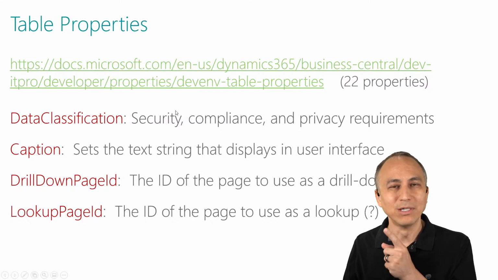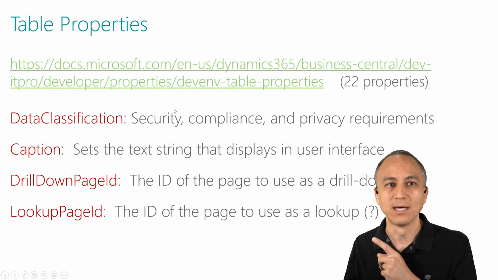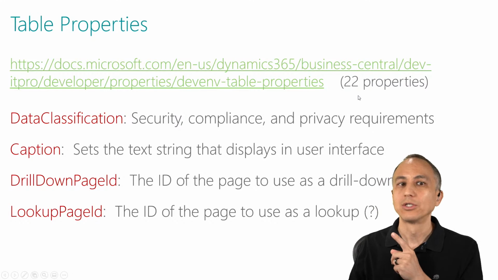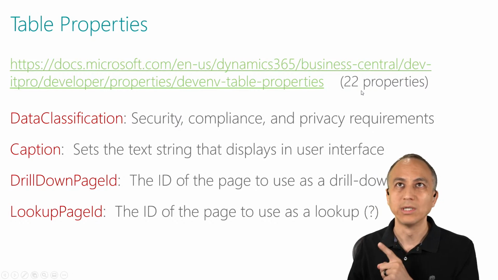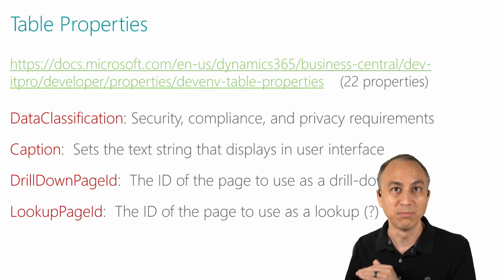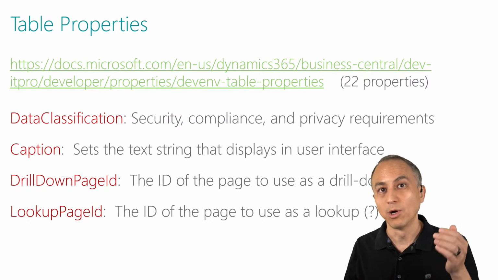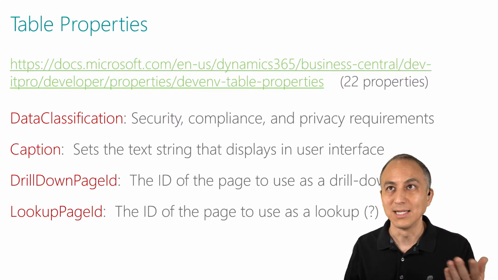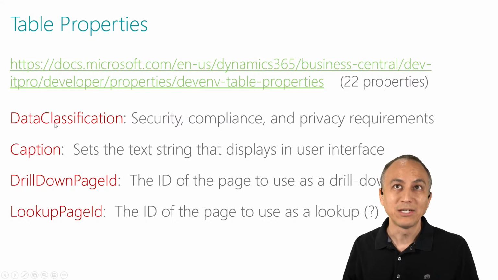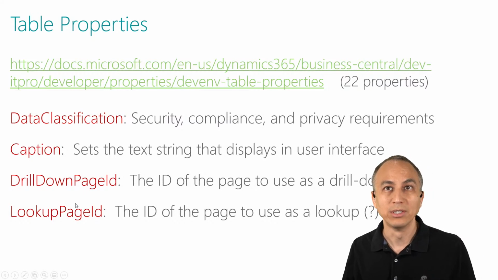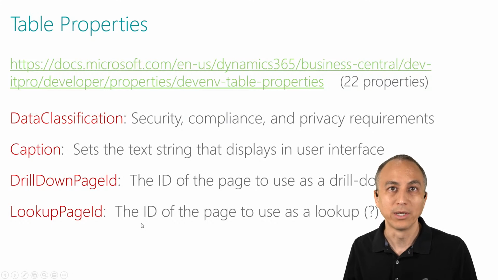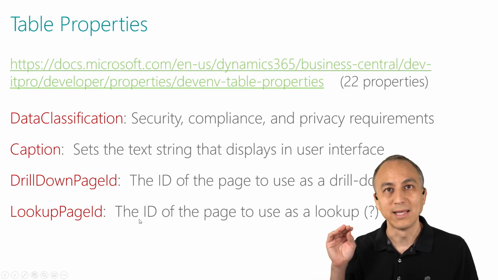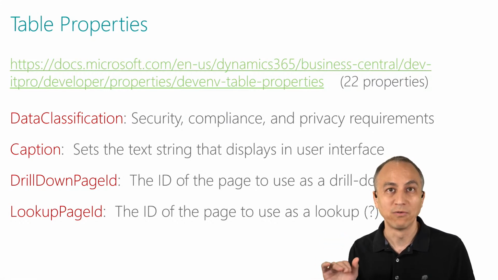And out of the, I believe, 55 or so properties on this page, 22 of them relate exclusively to table objects. Some are shared, some are both table and field properties. So you'll just need to take a look and see. Okay, so I mentioned data classification, caption, drill down, and lookup properties. And so those are the ones that Christoph mentions in chapter 4.